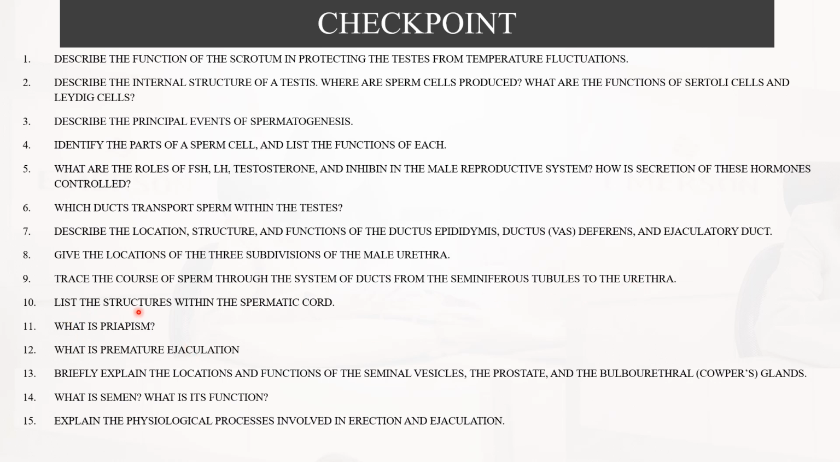List the structures within the spermatic cord. What is priapism? What is premature ejaculation? Then briefly explain the locations and functions of the seminal vesicles, the prostate, and the bulbourethral or Cowper's glands. What is semen? What is its function? Lastly, but not the least, explain the physiological processes involved in erection and ejaculation.